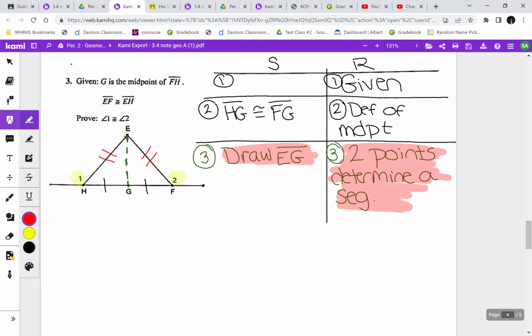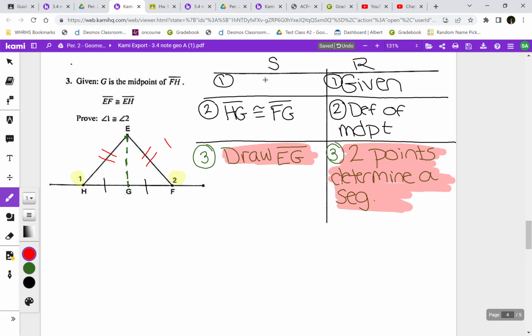Wait. Oh wait, I see how we can prove the 2 triangles congruent now. Good. So there's our new step that we've never done before. Okay, so now we have 2 triangles. Do you agree? But are 1 and 2 inside of these triangles? They're not inside of these triangles. So is this going to be a simple CPCTC problem? No. But look at where I'm going with this.